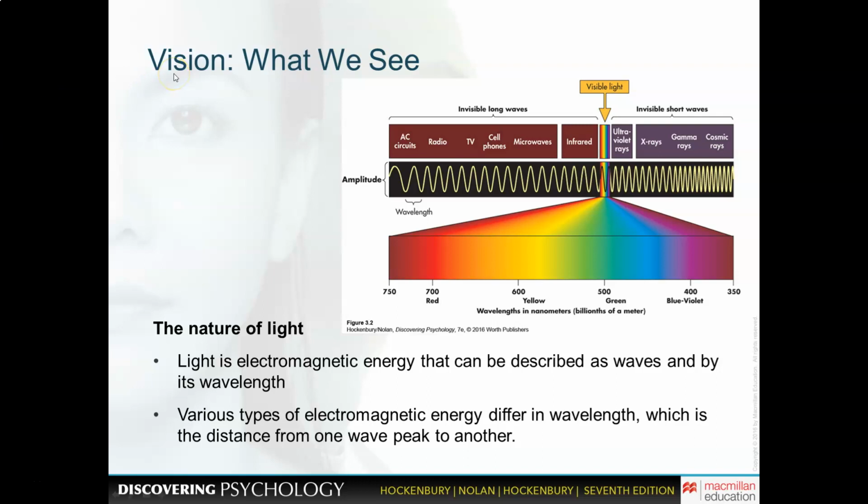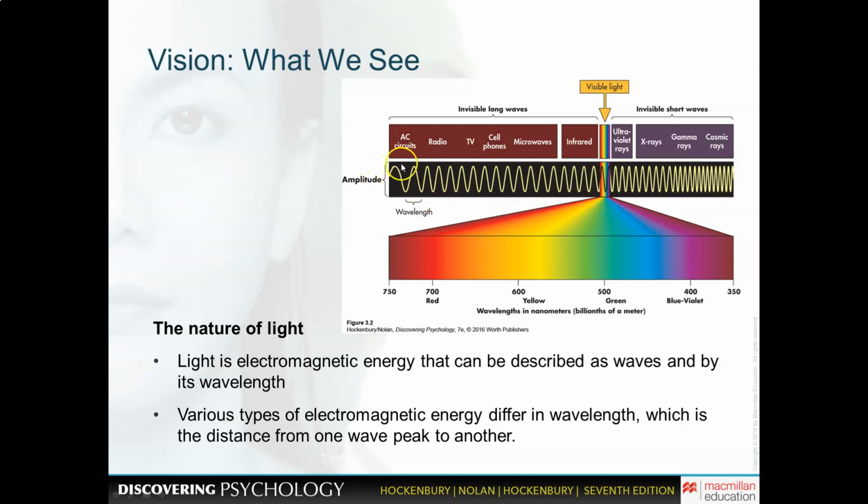So coming back to what we were doing here, we're going to start taking a look at vision. What we see, when we are able to perceive visual stimuli, is actually light. That's electromagnetic energy, and light reaches our eyes in waves.